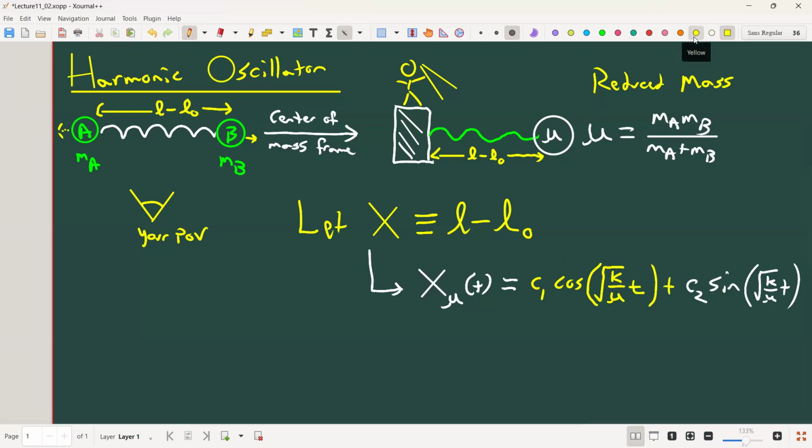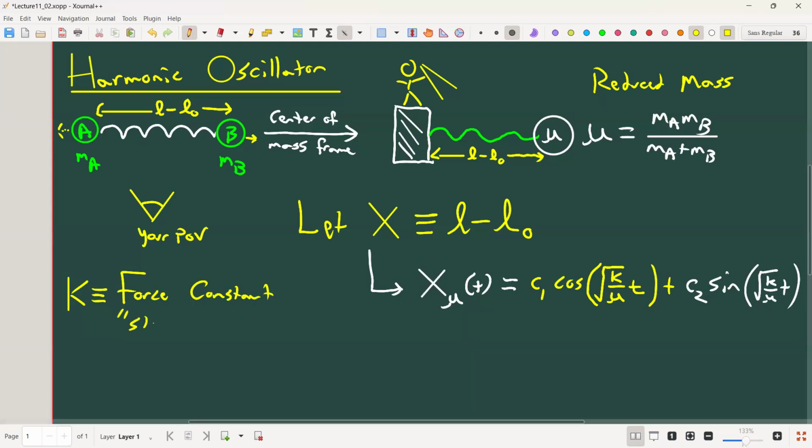And remember that the spring has a stiffness, a force constant K. It's just a number that defines the stiffness of the spring. We'll think about the units of it later. They're not super important right now. And these two parameters, C1 and C2, just depend on the value of the spring at t equals 0.